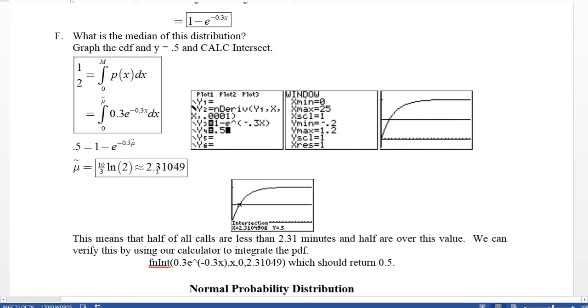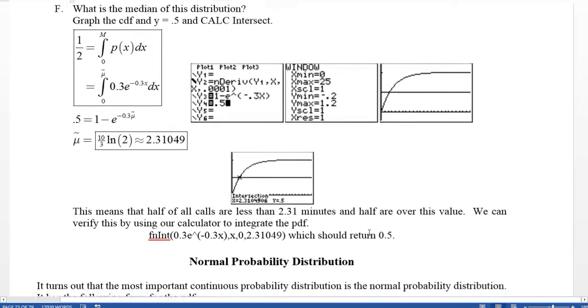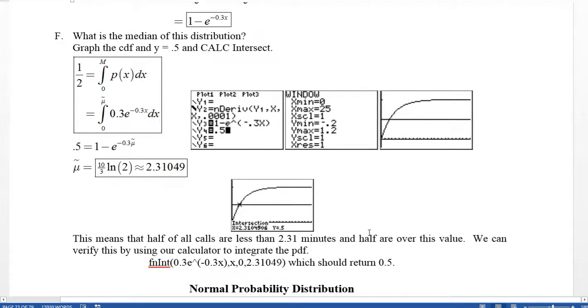I can get the decimal approximation, and we can visualize what's going on by graphing the CDF, 1 minus e to the negative 0.3x, which is this curve here. Again, this formula applies from 0 to the right. This increasing concave down function has an asymptote of 1 on the right and starts at the origin on the left. We graph the horizontal line y equals 1/2 and see where they cross by doing a calc intersect. We'll get at least the same decimal approximation for that value. That's essentially how you do an inverse probability function.